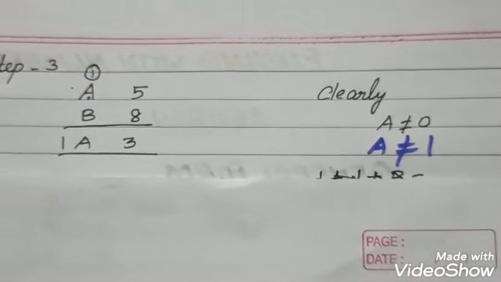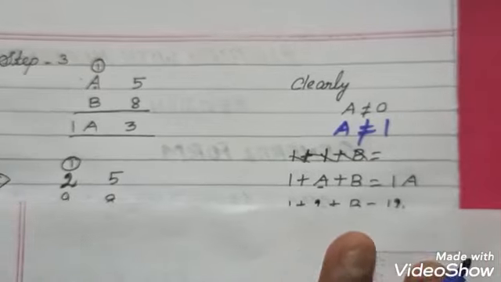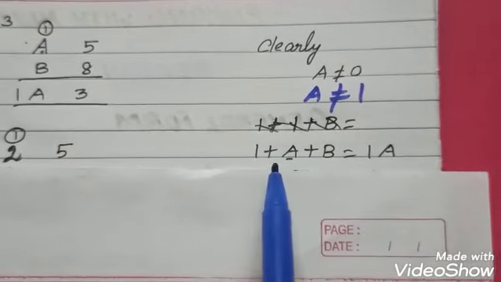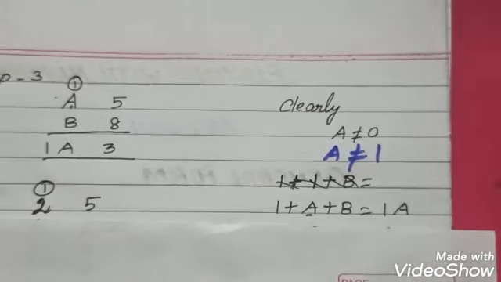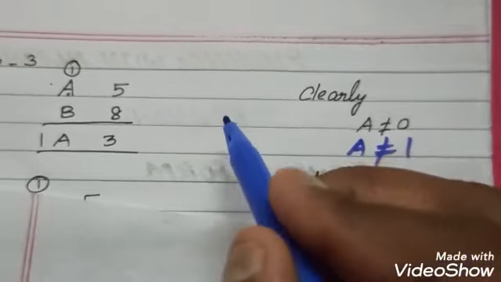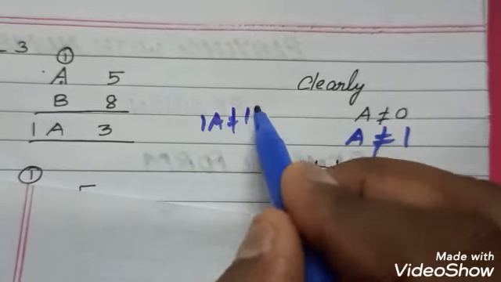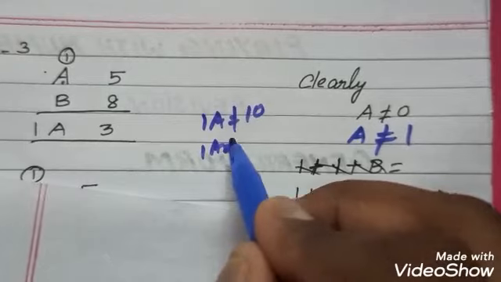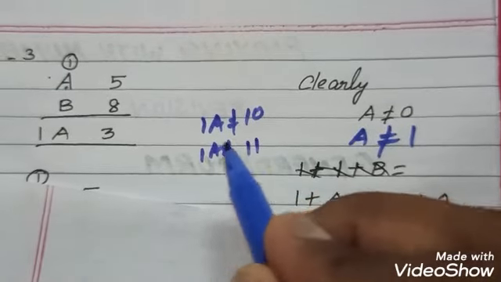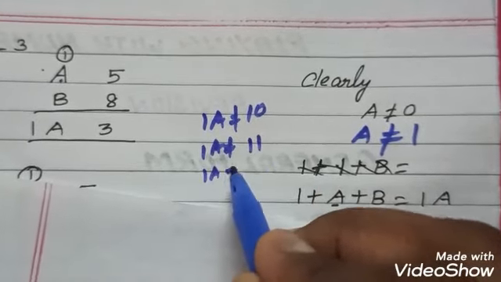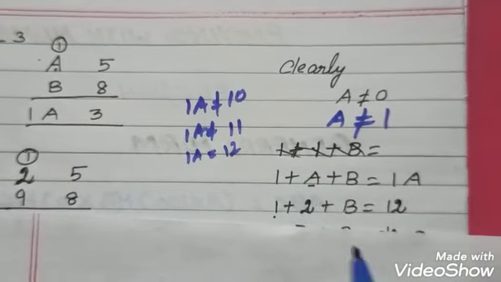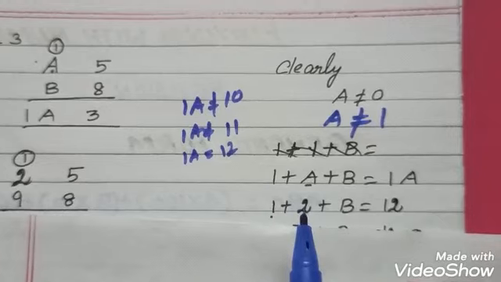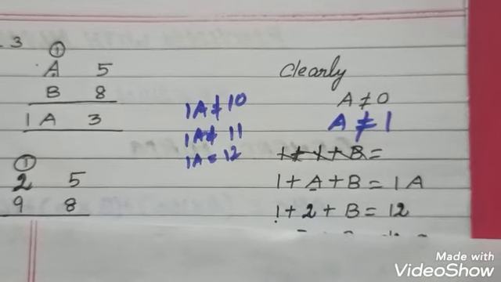So we move with the trial with 2. We get 1 plus A plus B which is equal to 1A. So already I told A is not equal to 0, so 1A is not equal to 10 and 1A is not equal to 11. But 1A may be equal to 12. Because of that, I will take 2. For that we get 12 is the 2-digit number.